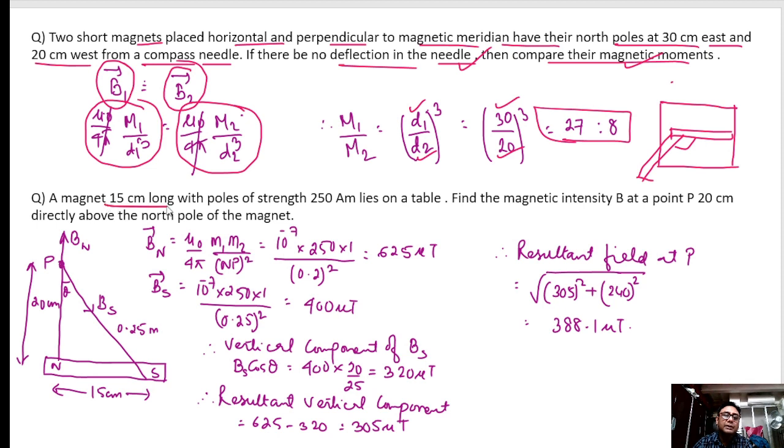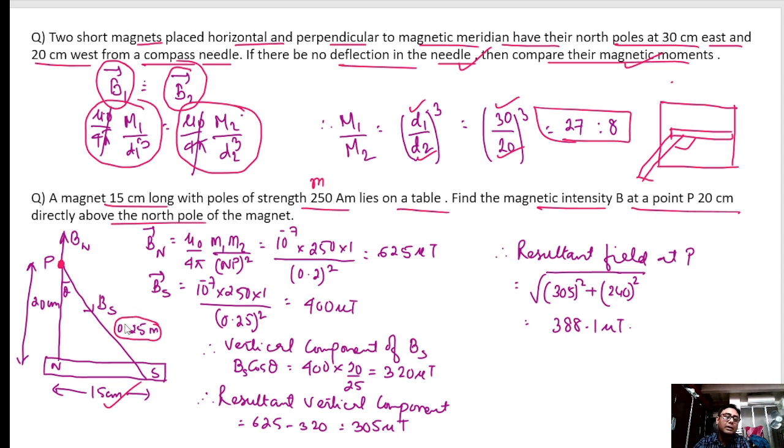There is a magnet 15 centimeter long, here you can see. Pole strength this, so this is M. Find the magnetic intensity B at a point 20 centimeter directly above the north pole. So here I have to find the magnetic field 20 centimeter above the north pole. This is 15, so this will come out to be 0.25 meter.